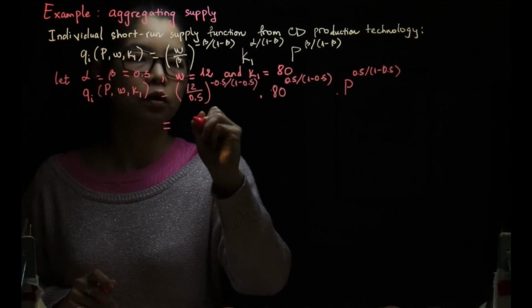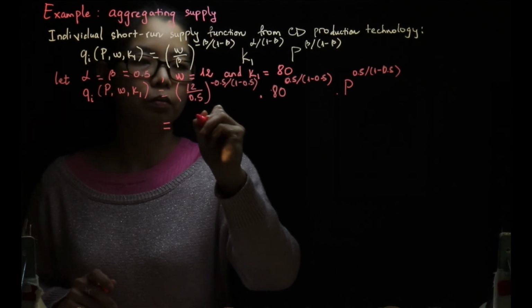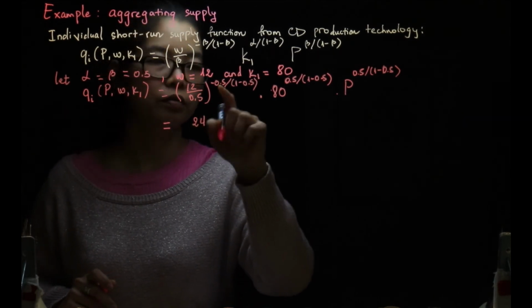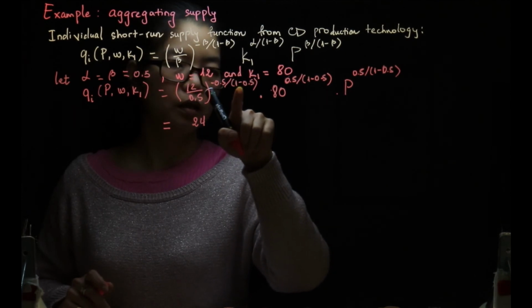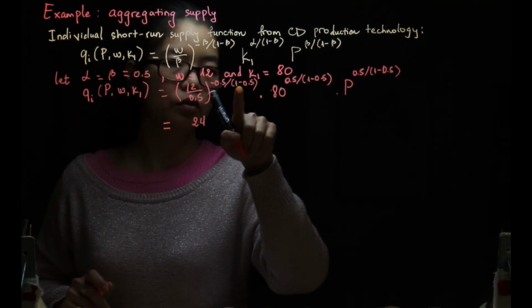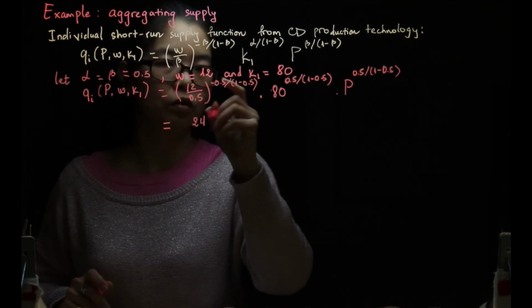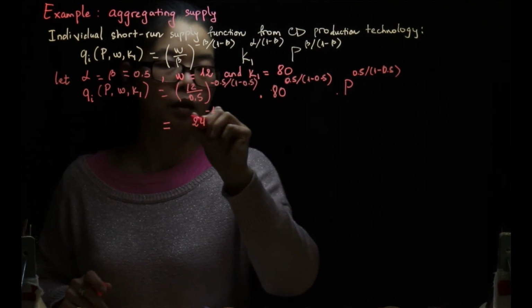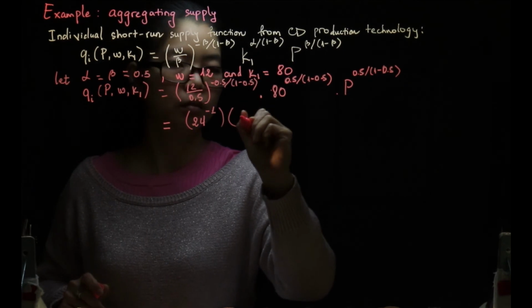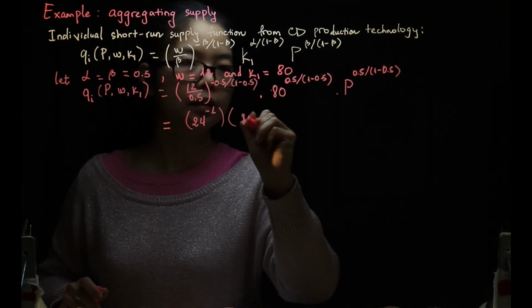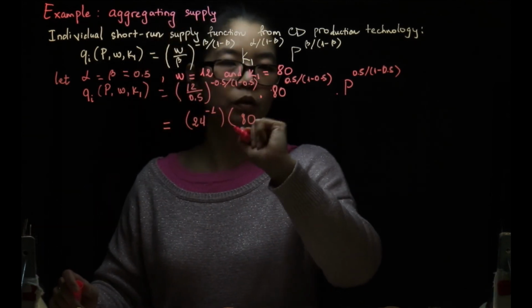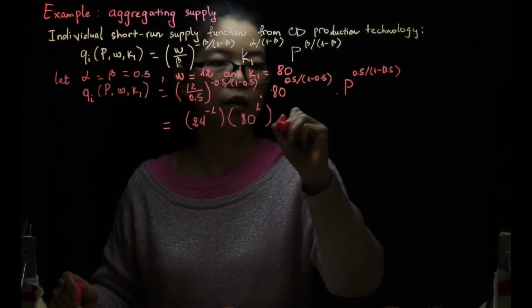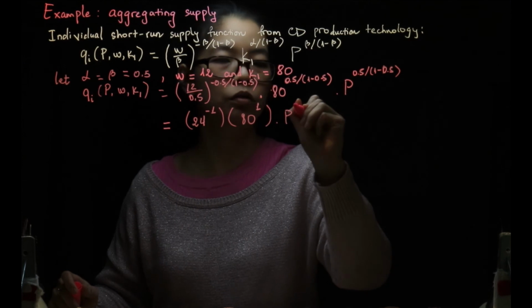So that is 12 over 0.5 is 24, right? 24 to the power of 0.5. In the denominator you have also 0.5, but minus before, so that is minus 1. Let's separate them by bracket. Then 80, similar but without a minus, the exponent, so this is to the power of 1, times P also to the power of 1.